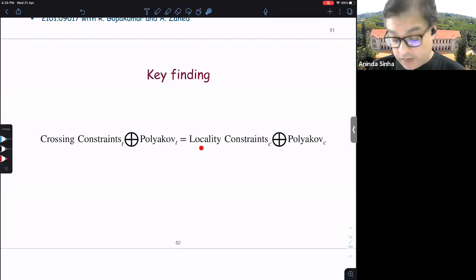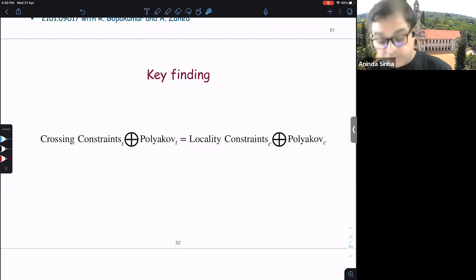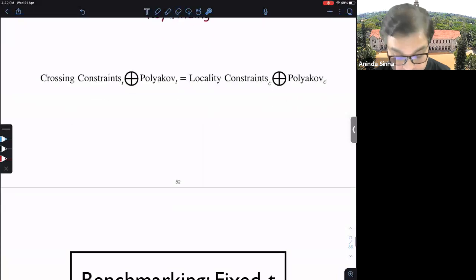We have explicitly checked that we can recover these crossing symmetry constraints using whatever we have done. In fact, the equality only holds once we impose the locality constraints on the right-hand side, or the crossing symmetry constraints on the left-hand side.